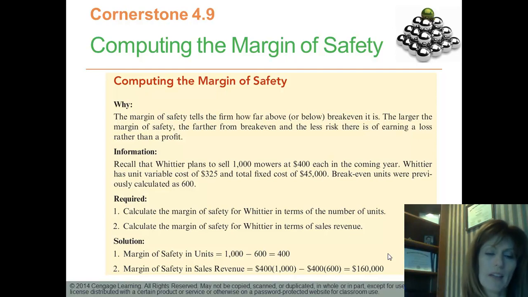So we can compute that for Whittier, and we'll see if we plan to sell 1,000 and we currently, in the previous slide, said our break-even was 600, you'll see we have a margin of safety of 400. In sales revenue, that's the difference of $160,000.